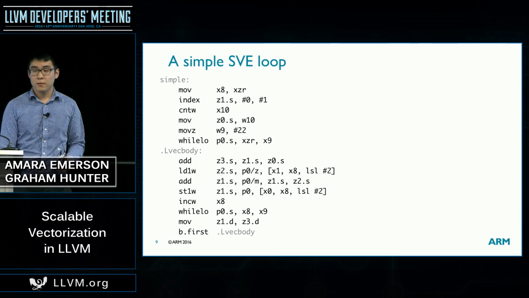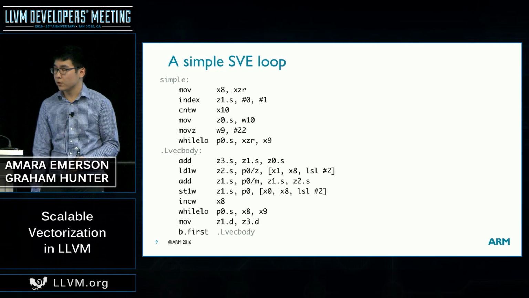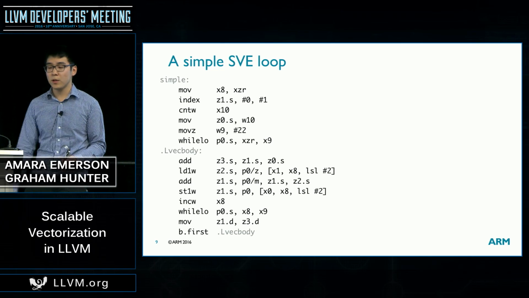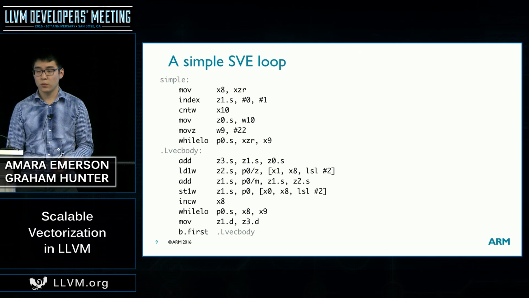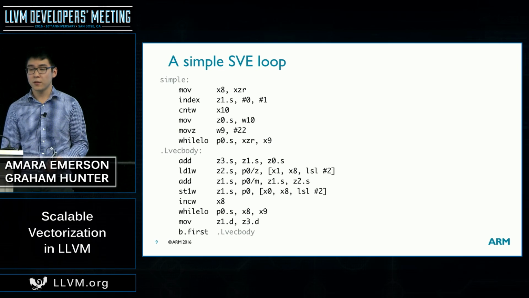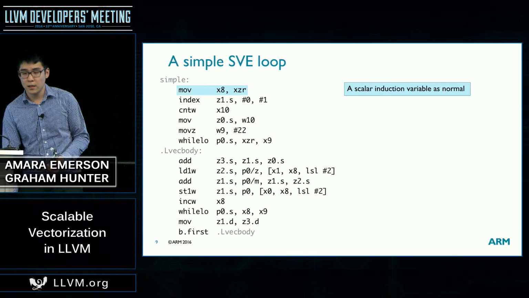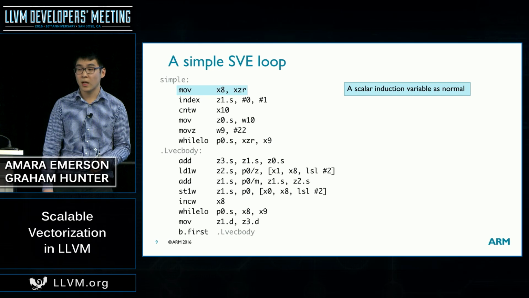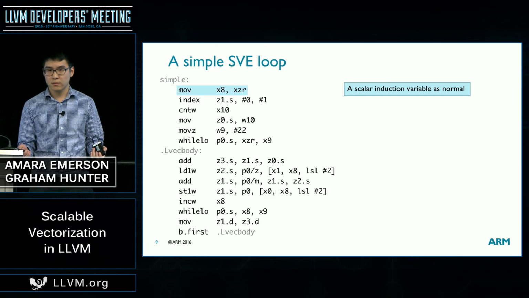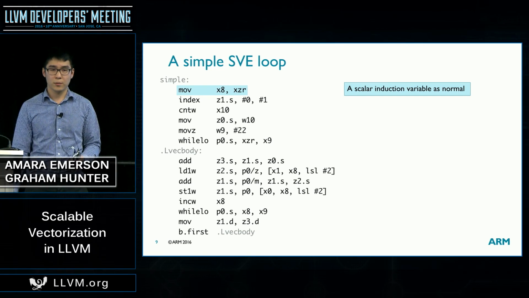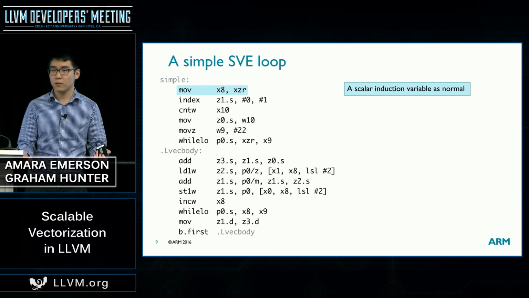This is the code to implement the previous example. We've got two blocks here. The first block is the loop preheader, and the second block is the vector body. We'll go through this line by line. The first line is a move of 0 to x8, and all that's doing is setting up your scalar induction variable. This should be fairly familiar to most of you.